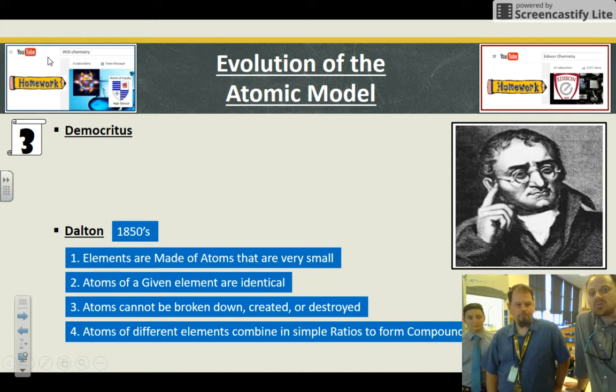Atoms of different elements combine in simple ratios to form compounds. Again, throwback to the first unit, particle models, right? Two different color spheres touching, connected. That's a compound. That's a ratio.